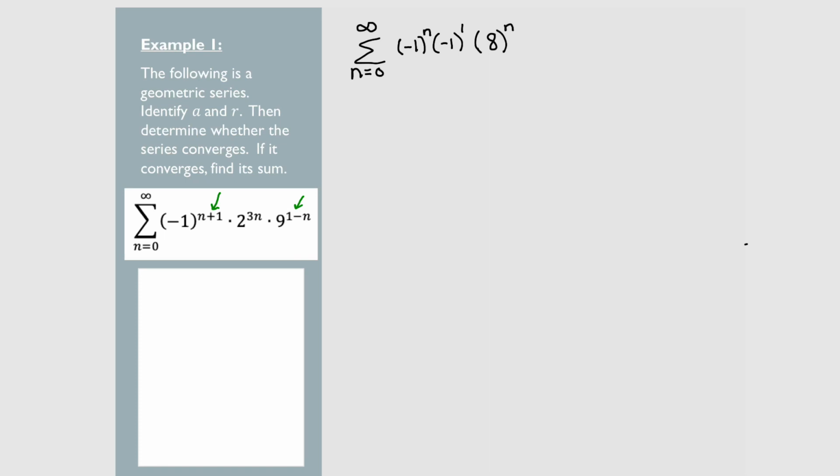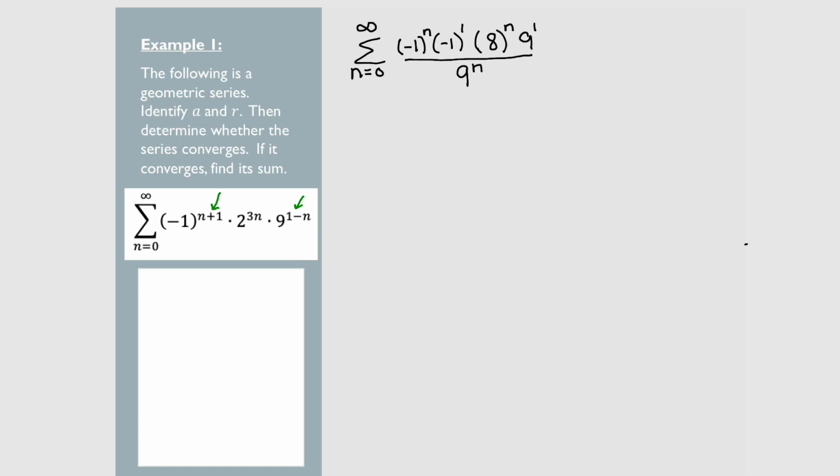And then 9 to the 1 minus n, well, that's going to be 9 to the 1 times 9 to the negative n. And actually, what can I do with that negative n? Well, whenever there's a negative exponent, remember, we can take the things in the numerator and bring them down into the denominator. And so that 9 to the negative n can come down to the denominator as 9 to the positive n. And I think I'll do that as well, and get rid of that part.